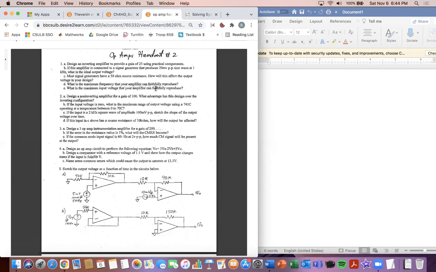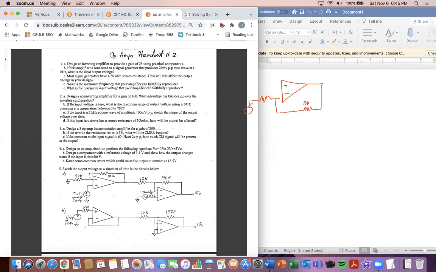Design an inverting amplifier to provide a gain of 25 using practical components. Okay, we have an inverting amplifier. So here, our amplifier has a positive and negative terminal, and it's an inverting amp. It has negative feedback, if we remember, because an inverting amp is a closed loop. And so here we have our feedback resistor, and then we have our other resistor, which you just call RS.